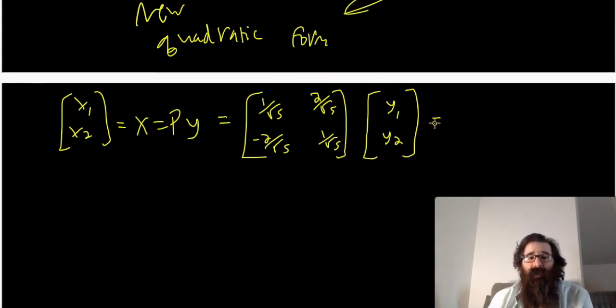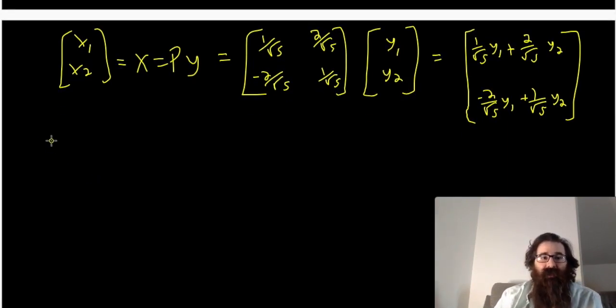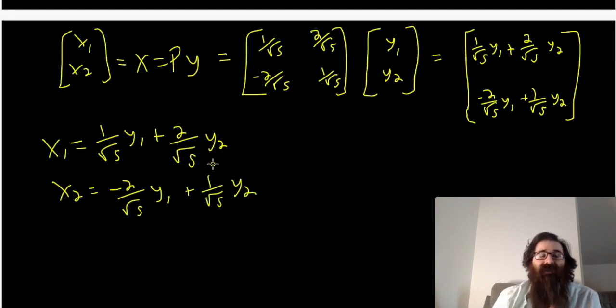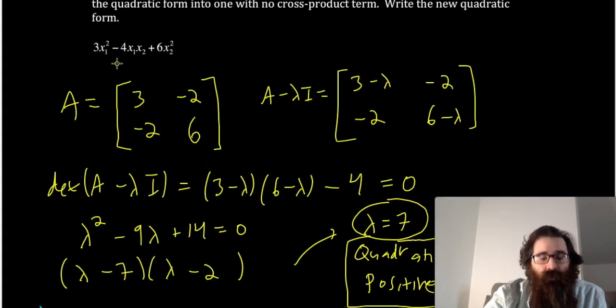And if I go to actually multiply this out, what is this going to give me? Well, a 2 by 2 times a 2 by 1 is going to give me a 2 by 1. I get 1 over radical 5 times y1 plus 2 over radical 5 times y2. And then for the second entry, I get negative 2 over radical 5 y1 plus 1 over radical 5 y2. These are literally substitutions that we're making. So we're letting x1 be equal to 1 over radical 5 y1 plus 2 over radical 5 y2, and we're letting x2 be equal to negative 2 over radical 5 y1 plus 1 over radical 5 y2. These are the substitutions that will transform the original quadratic form into the new quadratic form with no cross product term.